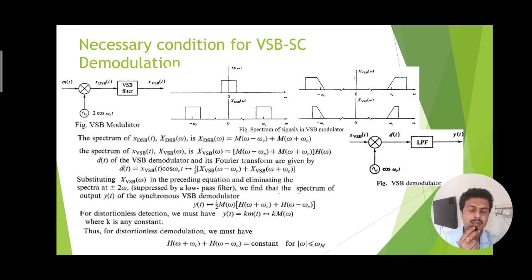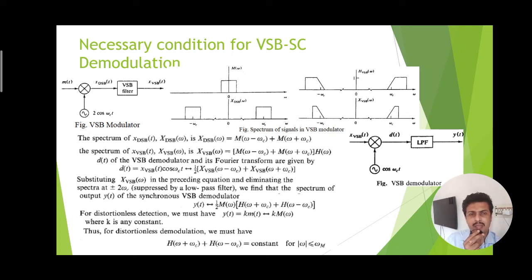Now here we will determine the condition for the VSB filter. So the VSB filter is having the transfer function H(omega) assumed. Therefore, the spectrum of the VSB signal is given by M(omega minus omega c) plus M(omega plus omega c) multiplied by H(omega). So when this VSB spectrum is passed through the demodulator, which is also incorporating one product modulator, the output of the product modulator might have a spectrum which is given by X_VSB(omega minus omega c) plus X_VSB(omega plus omega c).